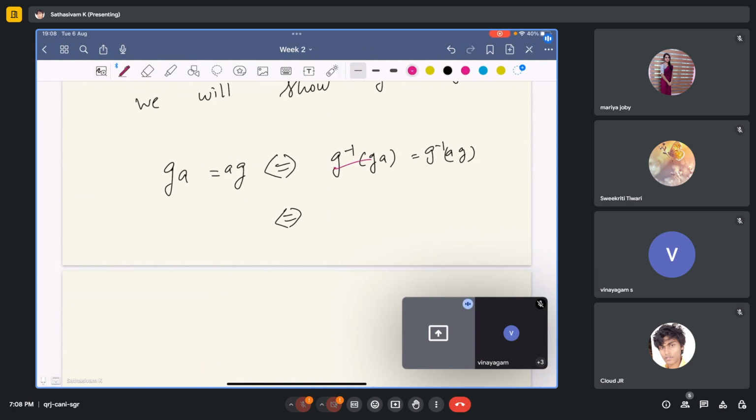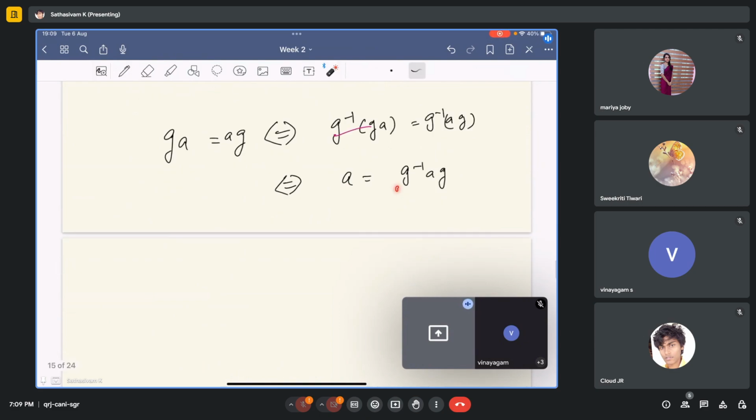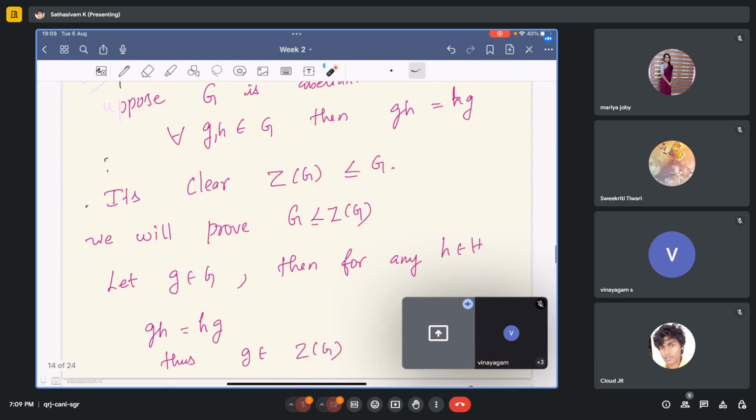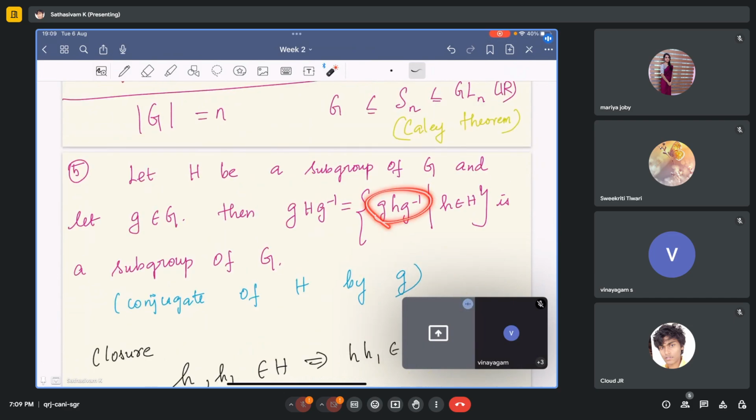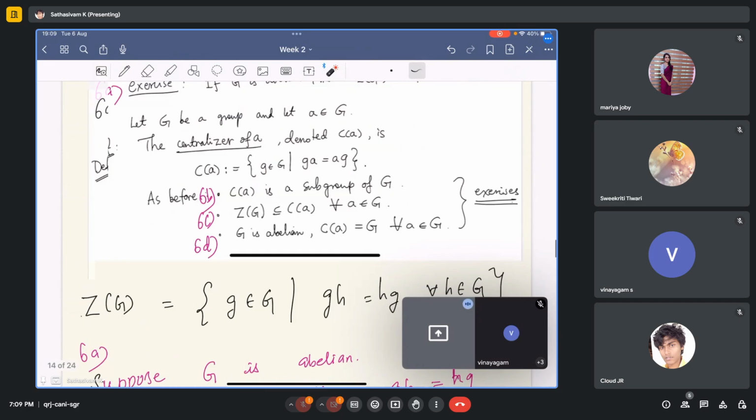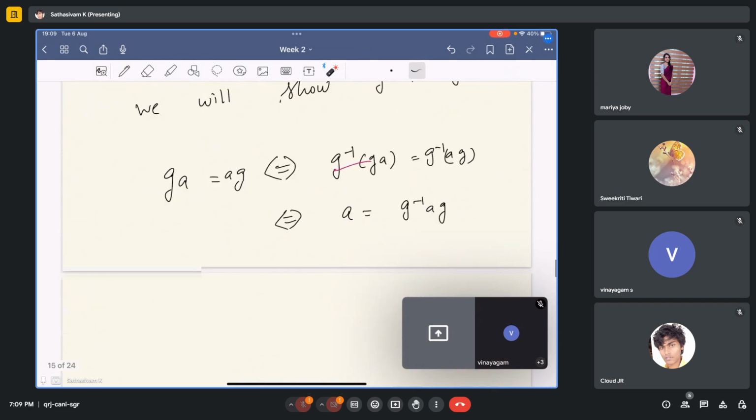So here I can cancel out these two things. What I get is A equals G inverse AG. If you see, it is still no better here, but already you can see why this kind of element comes into the picture, right? The conjugate, these elements that we were discussing about, the conjugation. You can see that these elements come into the picture.